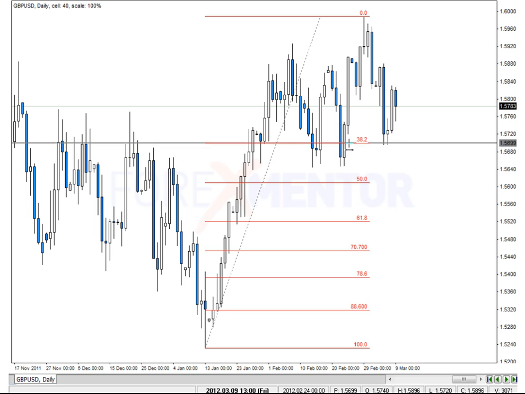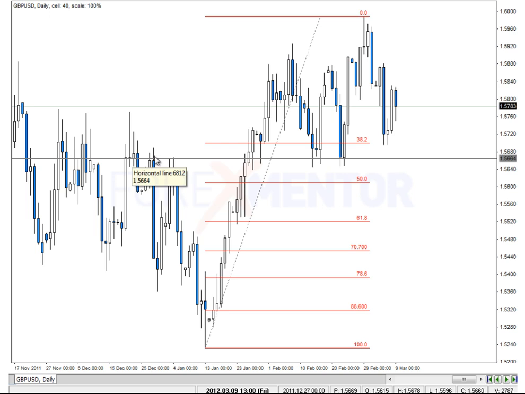Now we've come down to that 38 level and we've bounced quite nicely off that area already. We just have a look a little bit lower here around these lows. You can see price holding support along the way. Resistance breaks through, becoming support. And it's at these areas here that we're looking to structure potential trades.